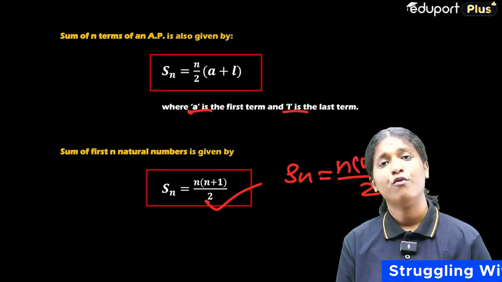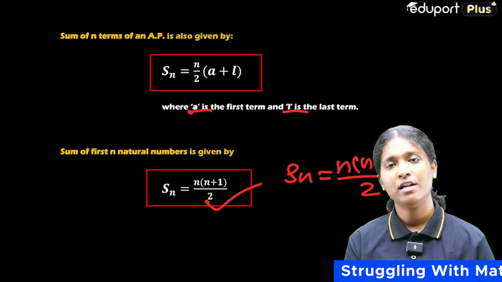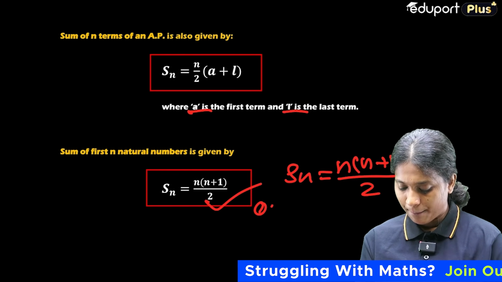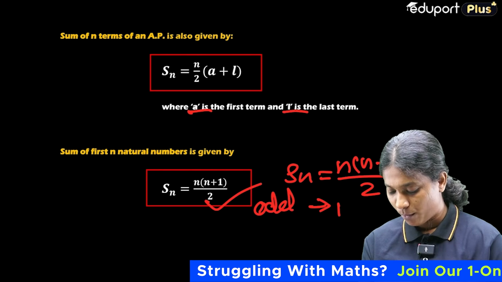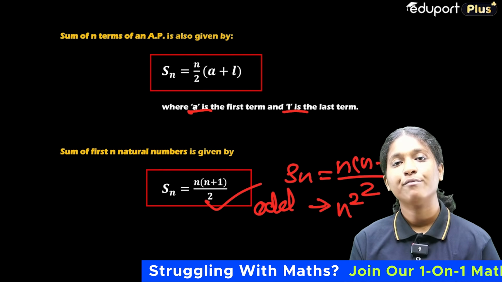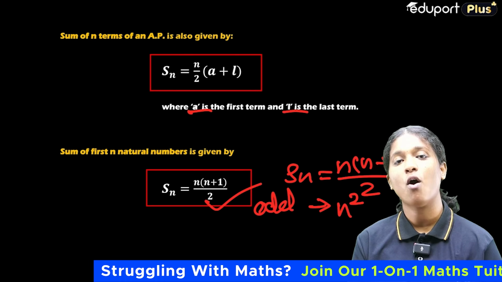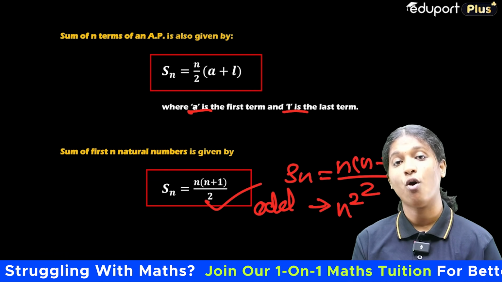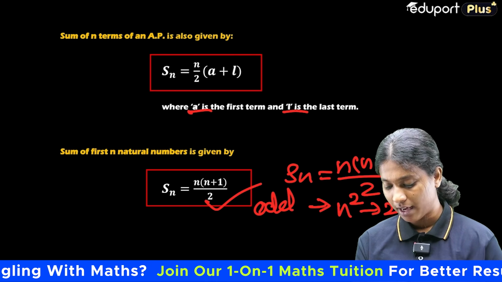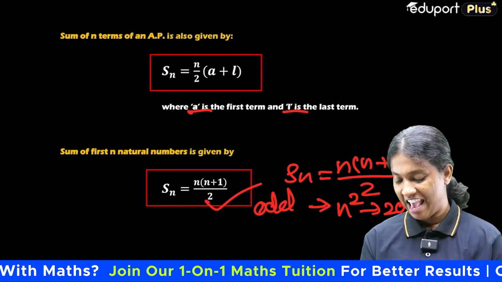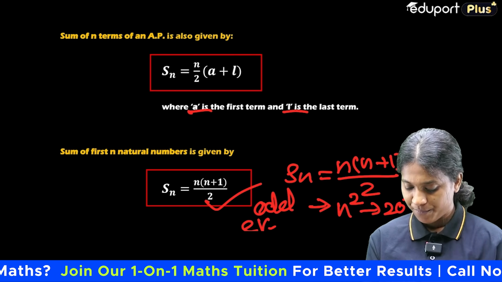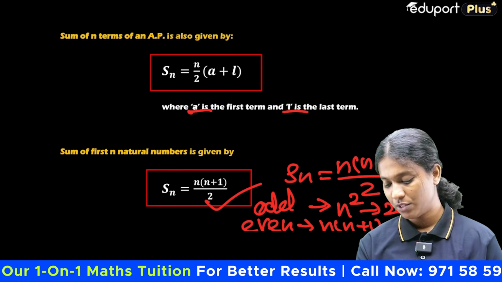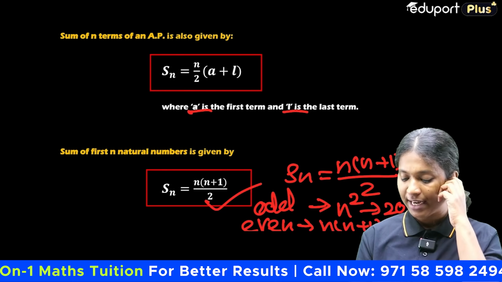And there are formulas for even numbers and odd numbers as well. You can also note that, students, for odd numbers you can use this formula, which is n square. So if you are asked to find the sum of the first 20 odd numbers, you can use 20 square, and you will get the answer directly. And for even numbers, it will be n into n plus 1, which is without the division by 2.